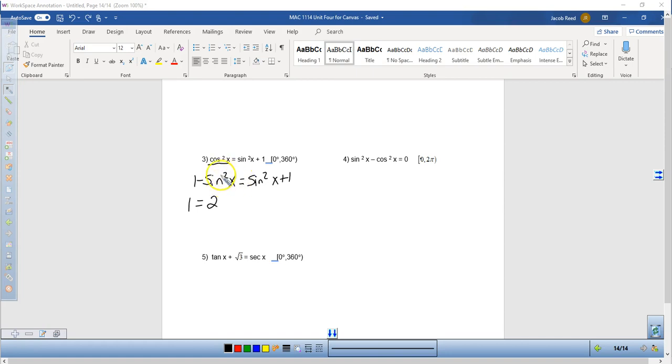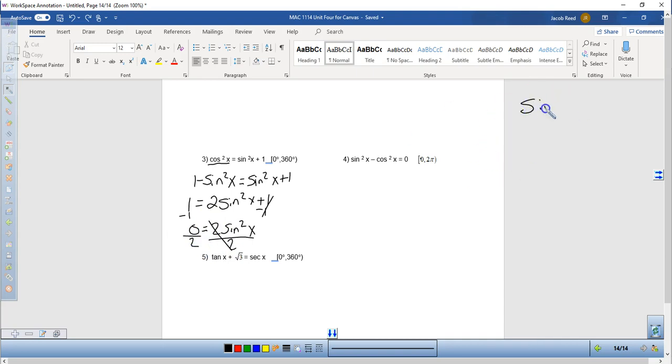Or some other number, just depends. So here, I'm going to move sine squared over. Now I've got 2 sine squared. And now I'm going to subtract 1 and divide by 2.